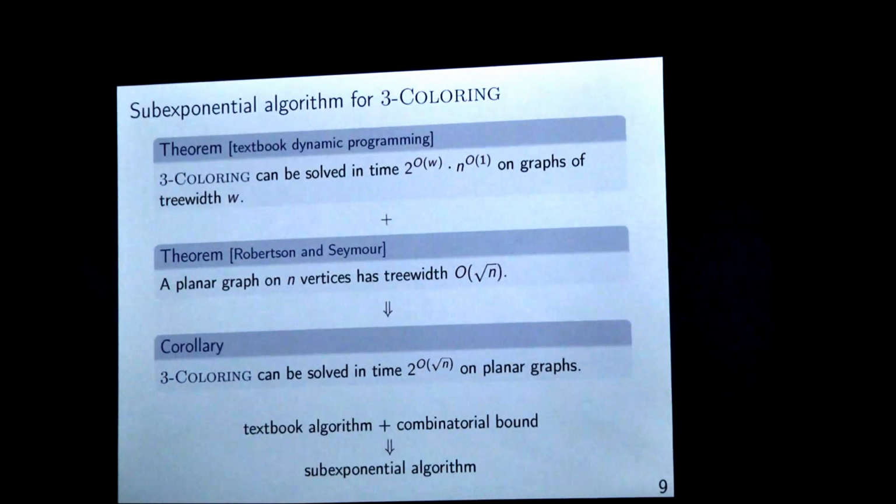So I have a planar graph. What is its treewidth? Order root n. I have an algorithm which runs in 3 to the power w. So put O(root n) for w, and you have a 3 to the power O(root n) algorithm for coloring planar graphs. This is how you design classical subexponential algorithms. This is like Lipton–Tarjan in the 70s. The world has gone way beyond, and hopefully I will be able to show some glimpse of the world of 2016.